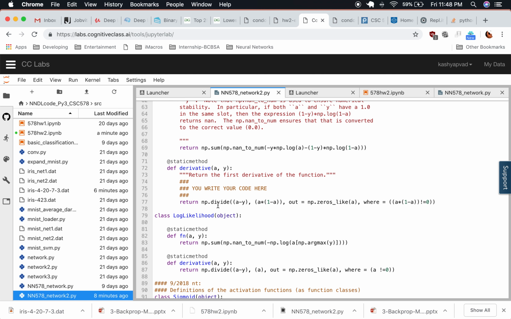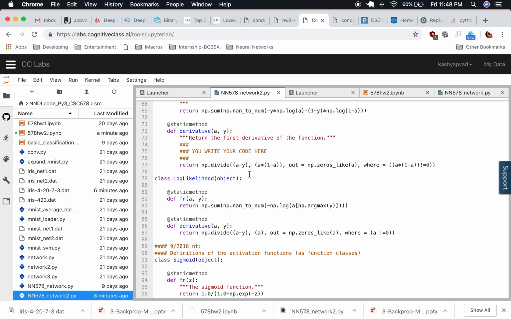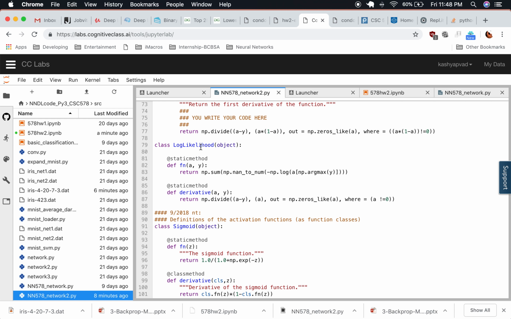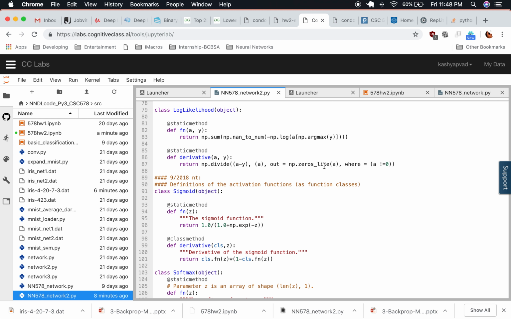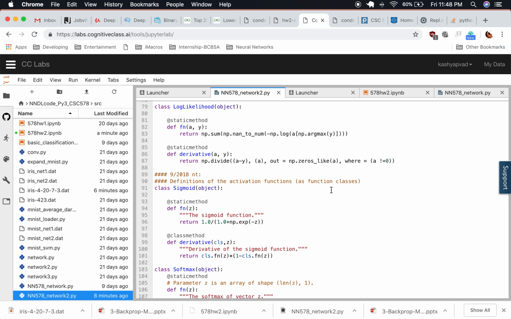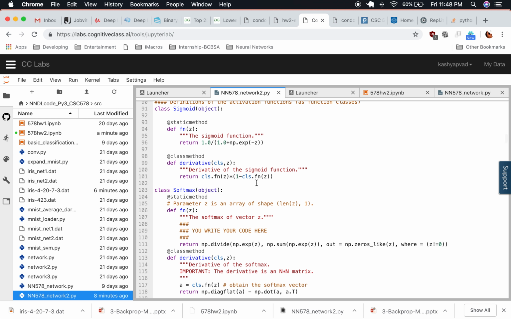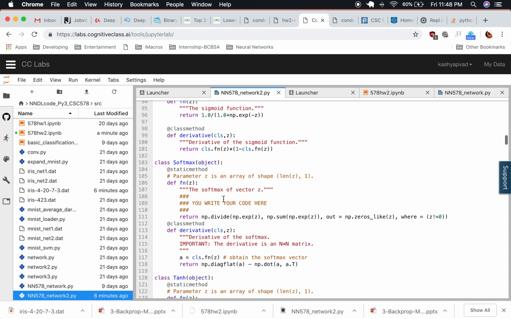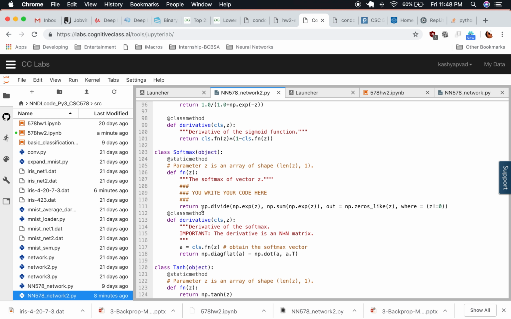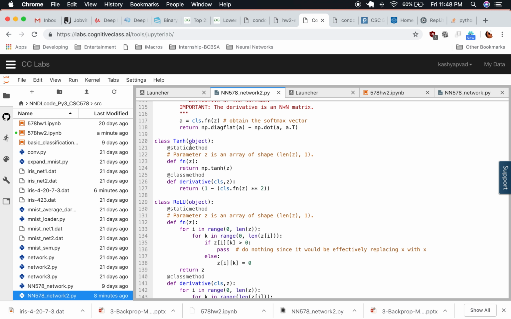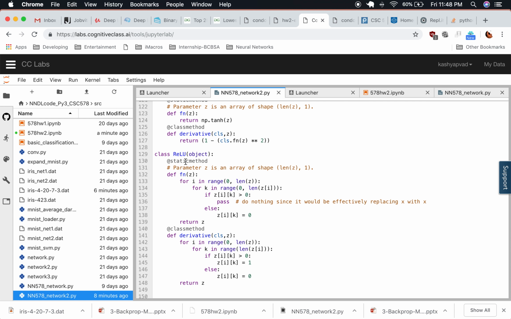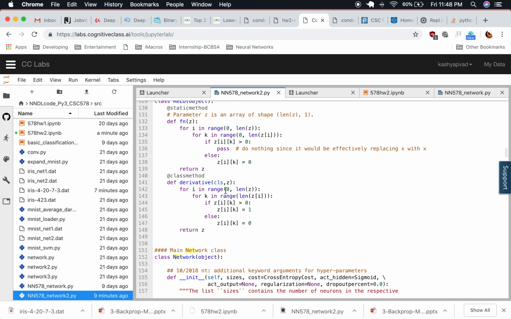and this is the derivative for cross entropy, and this is where I took care of division by zero. This is for log likelihood, and this is its derivative. It's the same trick to take care of division by zero. And then this is the sigmoid function. Then this is softmax. This is the function. This is where I took care of division by zero, and this is the derivative. And then this is tanh and its derivative, and ReLU and its derivative.